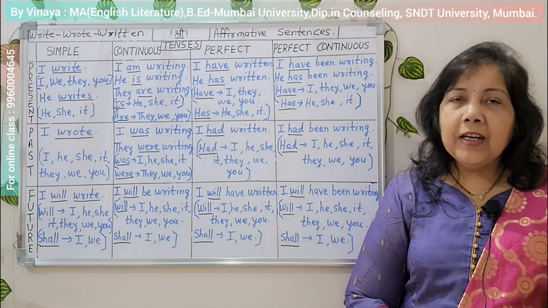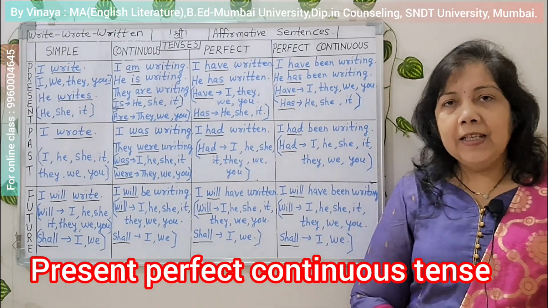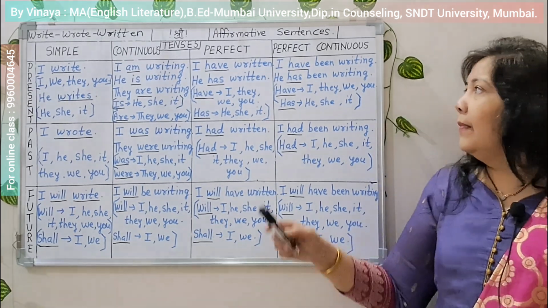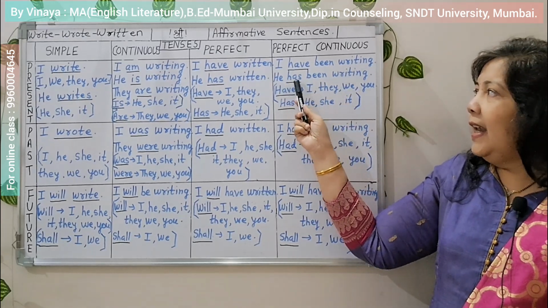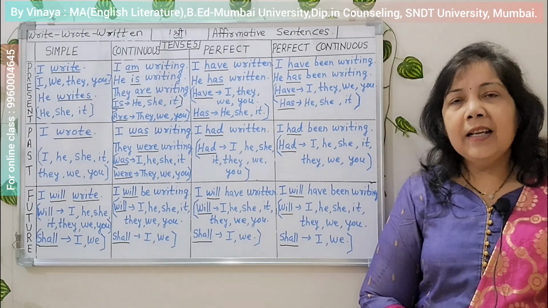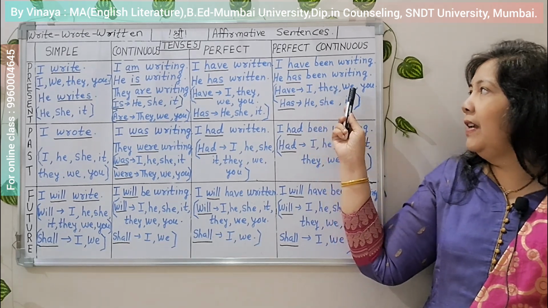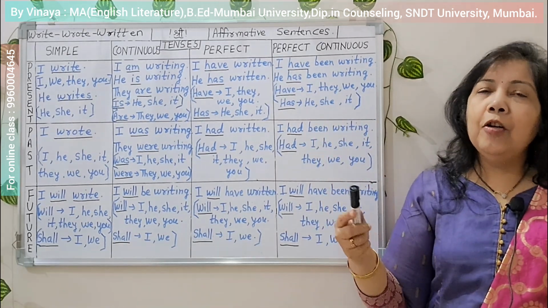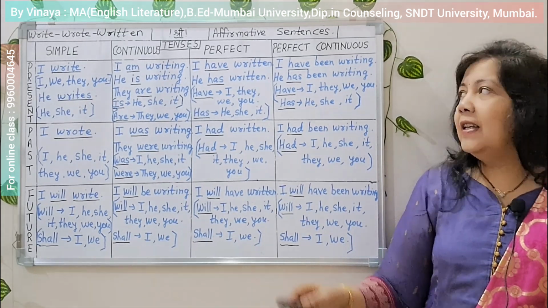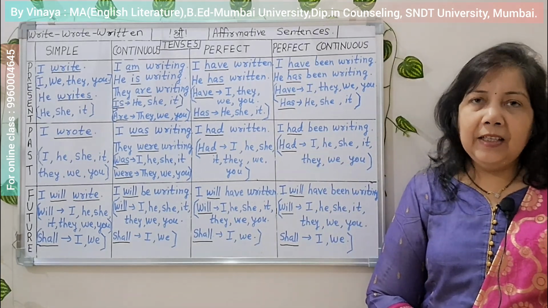Let us move to the fourth tense, and the name of that tense is present perfect continuous tense. The examples are: I have been writing, he has been writing. Again the same thing over here: have when the subject is I, they, we and you, and when the subject is he, she or it, then we take has. The construction of this tense is subject plus has or have plus been plus verb plus ing.